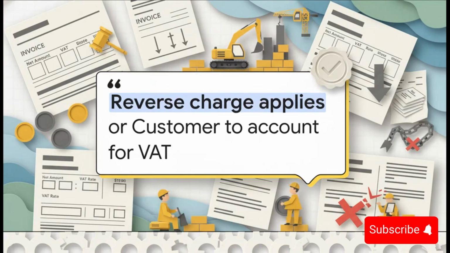So, how do we actually execute this new rule without triggering a bunch of non-compliance penalties? Well, it starts with the invoice itself. Suppliers have to show the net amount and the VAT rate, but remember, you don't actually charge the VAT. Most importantly, and do not forget this, to be compliant, your invoice must include one of these exact phrases: reverse charge applies or customer to account for VAT. It really is that simple, but leaving it off dramatically increases your risk of trouble with HMRC.